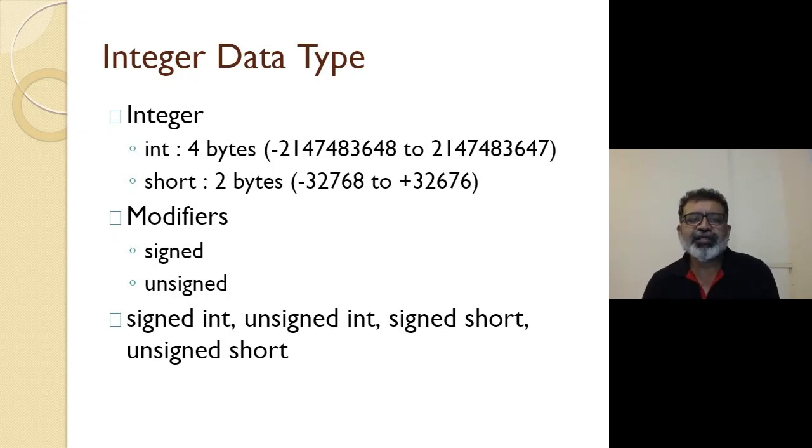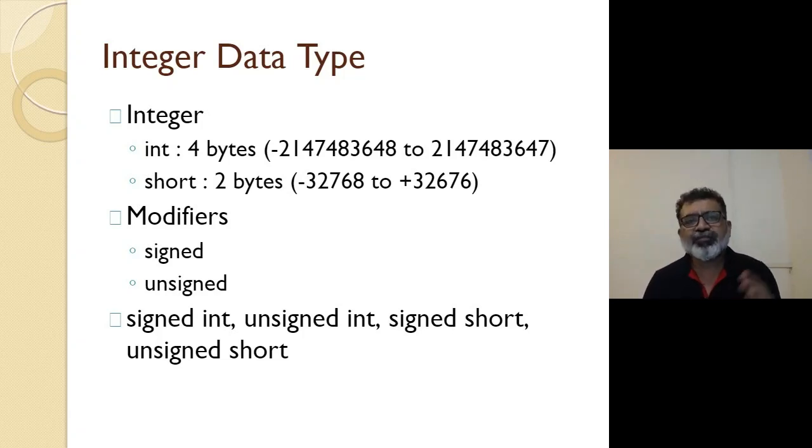So there is the integer data type and the keyword is int. Usually nowadays 4 bytes of memory is allocated for the integer variable and its range is -2147483648 to +2147483647. Right? So that is the minimum number it can store and the maximum number it can store. That we call a range.